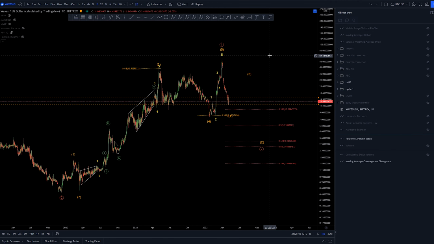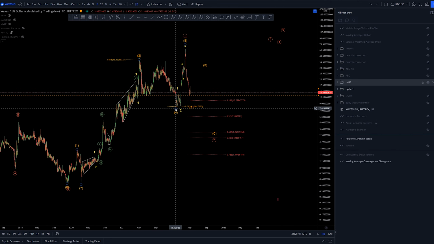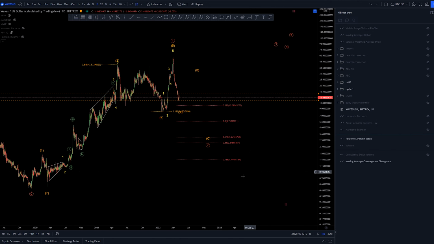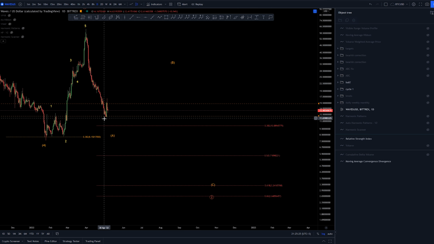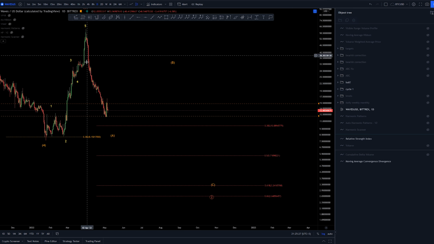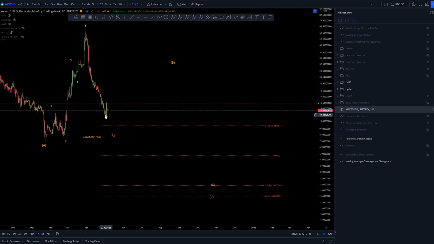So this goes to the bull folder, and some kind of ABC here. But this looks really good overall as a bull structure. Currently, this last leg that we are making looks super impulsive though. Whether we are creating the fourth here, or we have just created 1, 2, 3, 4, 5 into the lows here.